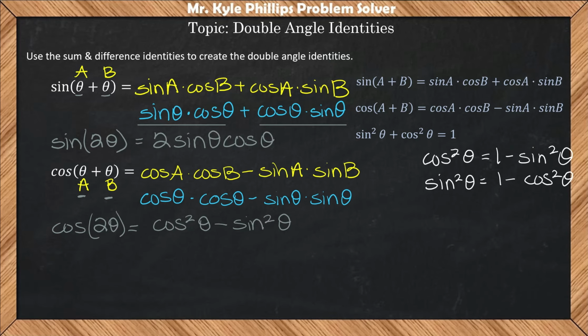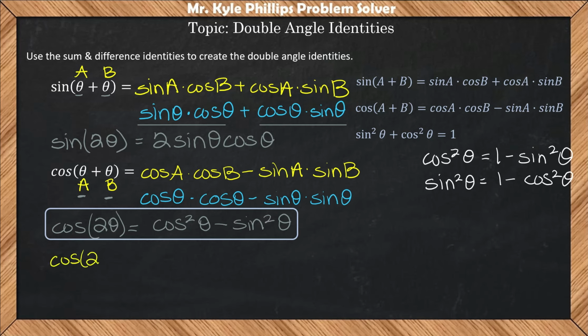Well, if that's the case, that means that cosine of 2 theta has various forms. So this is going to be one form. Let's draw a box around this. Now we're going to write out the other 2 forms. To begin, I will replace this cosine squared theta with 1 minus sine squared theta. So here I could also say that cosine of 2 theta is equal to 1 minus sine squared theta minus sine squared theta.